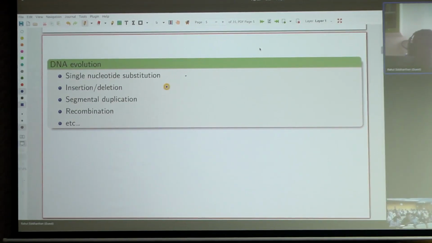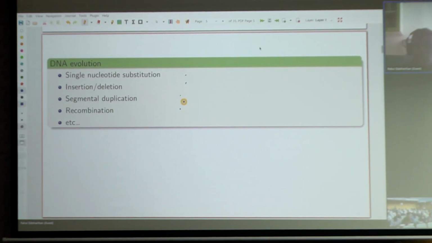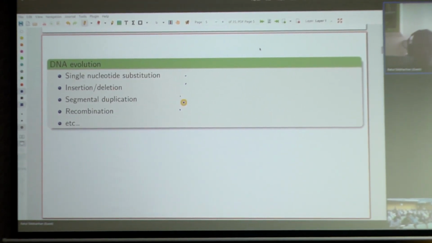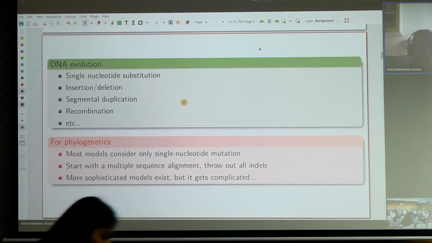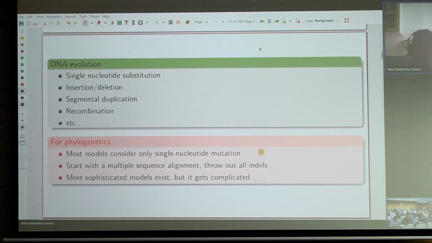You can have insertions and deletions. You can have segmental duplications. You can have recombinations. You can have whole chromosome duplications, whole genome duplications. There's a huge arsenal of ways in which DNA evolves, and it's evolved all the way from one last universal common ancestor to all the species you see today. But for the purposes of phylogenetics, most models out there even today consider only single nucleotide mutation.